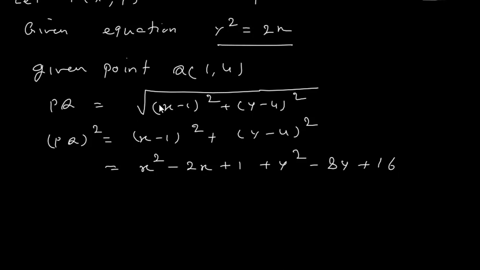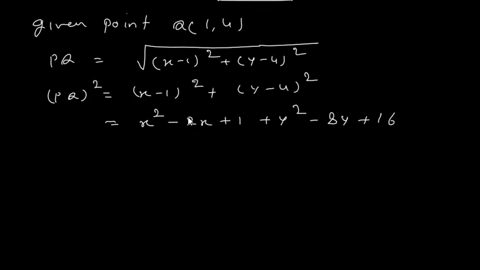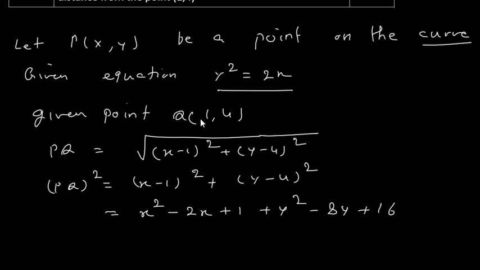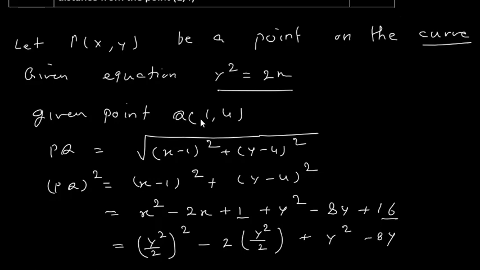Now as this point (x, y) is on the curve, we can have y square is equal to 2x, or 2x is equal to y square upon 2. So what I will do, I will replace this x with y square upon 2. So this becomes (y square upon 2) the whole square minus 2 into y square upon 2 plus, now this 1 and this 16, 1 plus 16 will become 17. I will write at last, this is plus y square minus 8y plus 17.